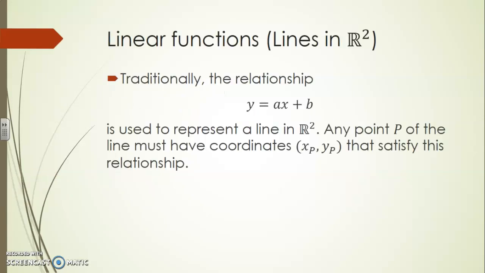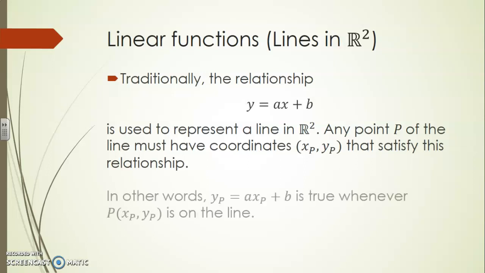Linear functions, or if you prefer lines in R2, traditionally the relationship y equals ax plus b is used to represent a line in R2. We call it the canonical form. Any point P of the line must have coordinates that satisfy the relationship. What this means is that if xp, yp is actually on the line, then those coordinates must make the equation yp equals a times xp plus b true.